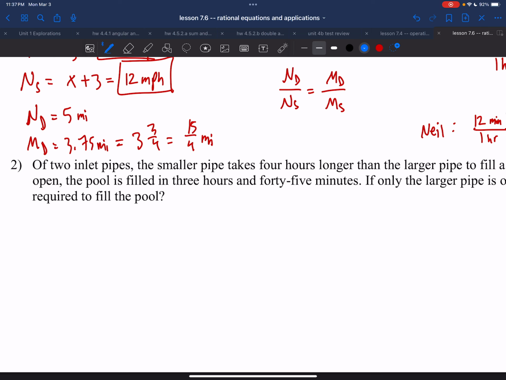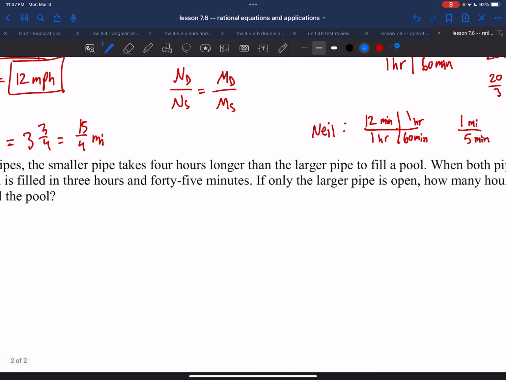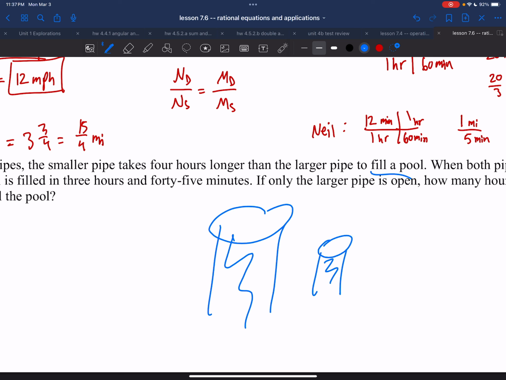Oh my gosh, I love the pipe problems, don't you? So what's going to happen here is 2 pipes are going to fill a pool. Now, you're going to have a large pipe fill the pool and a smaller pipe fill the pool. So obviously the larger pipe, since it's pumping more water, it's going to fill up the pool faster. But then if both pipes are running, the pool will fill up even faster with both running as opposed to only one of them running.